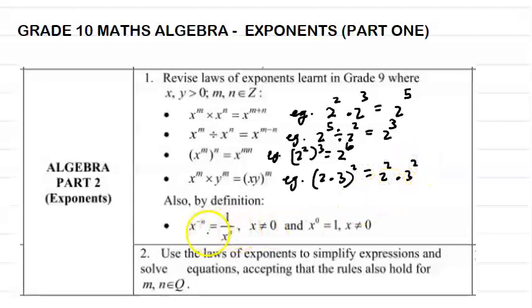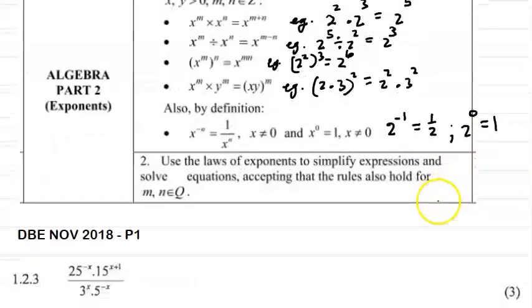Here the law for negative indices: x to the minus n is 1 over x to the n, and the law for zero exponents: x to the 0 equals 1, where x is not equal to 0. So it's important for us to know that 2 to the minus 1 is equal to 1 over 2, and similarly 2 to the 0 will equal 1. So these are the laws of exponents that we must know. Let's go look at a question.